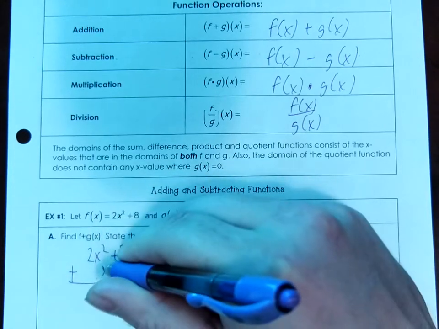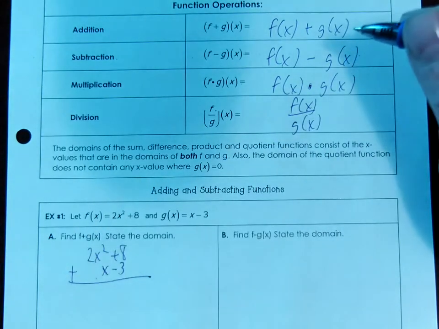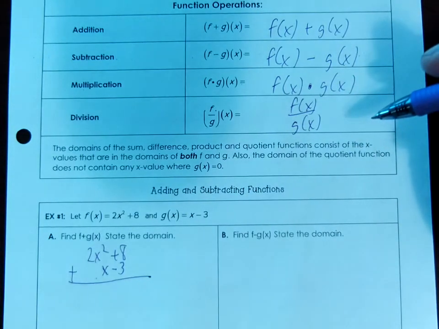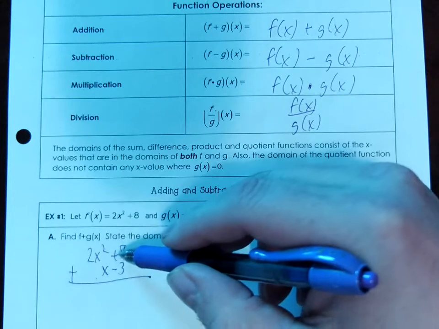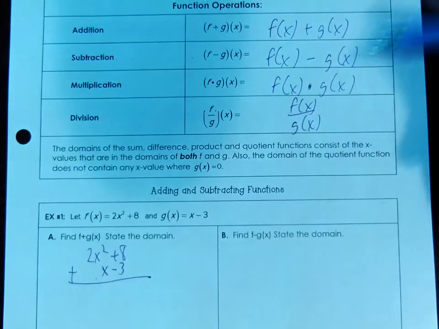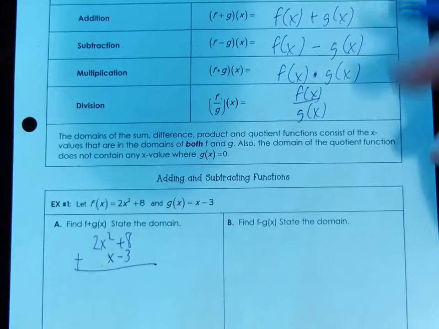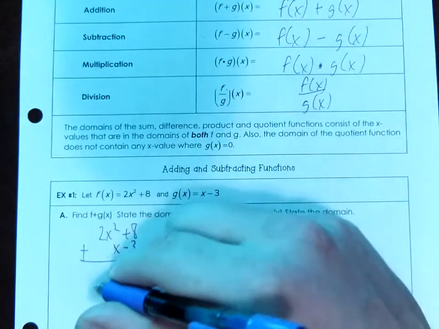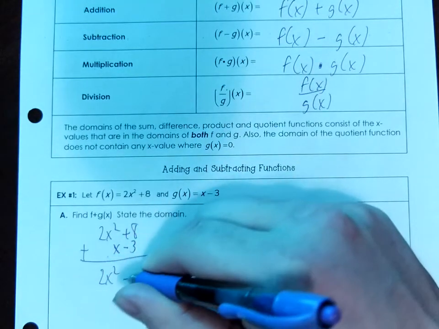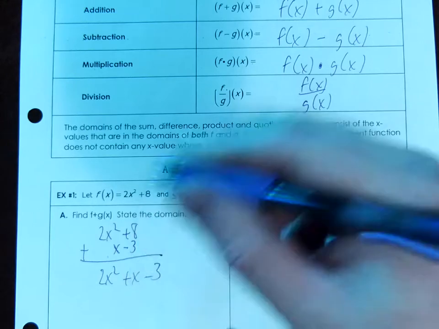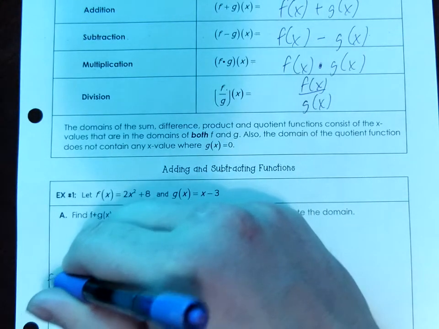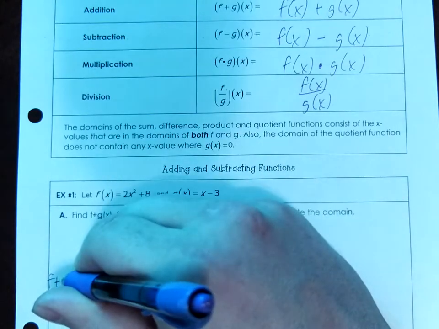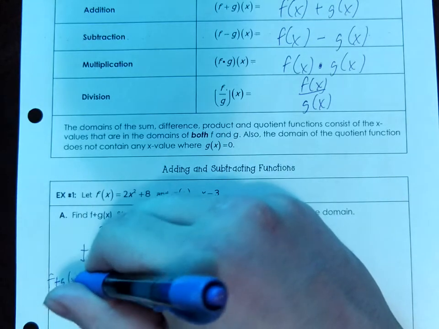Now why did I put the x here and not underneath the x squared? Well, because they don't combine. So I kind of just like to plan it out. If you want to do 2x squared plus 0x plus 8 and then x minus 3, then you're going to have an easier way of lining it up. But here is the sum of the two items, 2x squared plus x minus 3. This is f plus g of x.